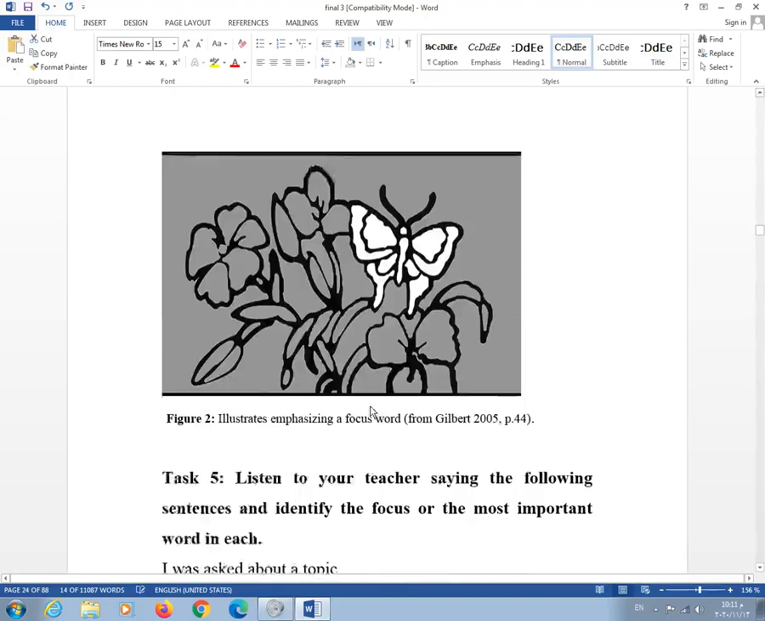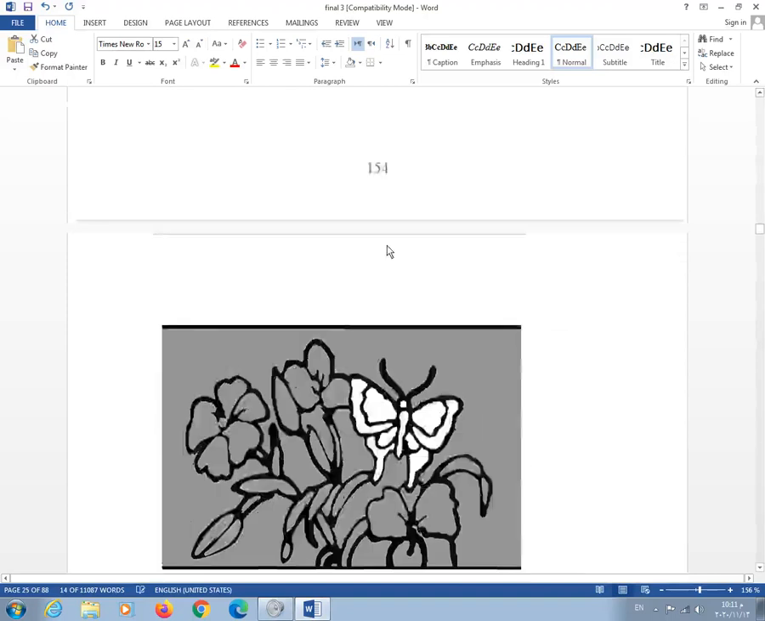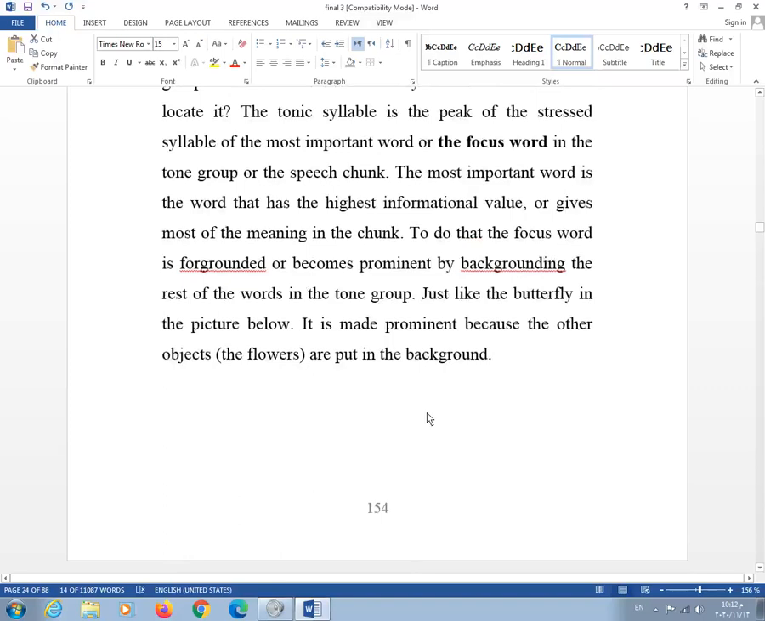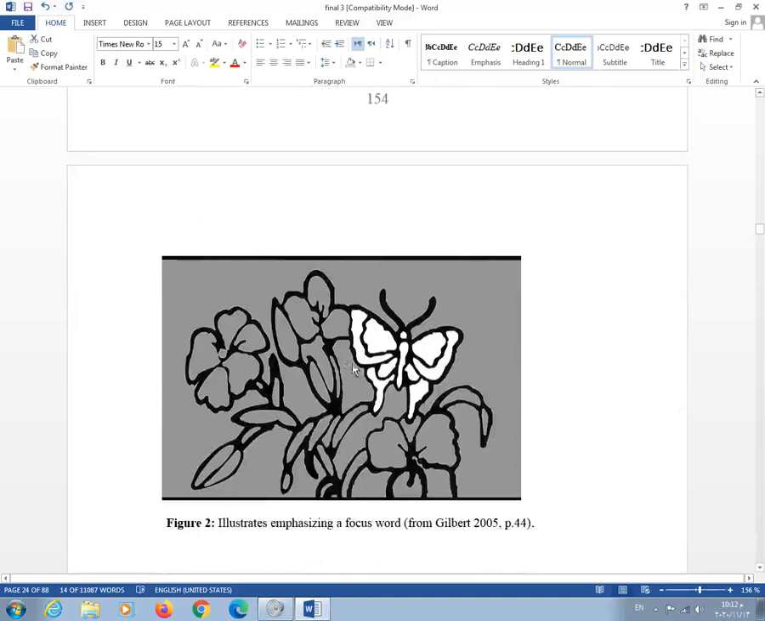Here is this picture, and as you see, the butterfly is made permanent and foregrounded, and the rest of the flowers are in the background. This, as we said before, reminds us of how words behave in a tone group. We have only one word, which is a focus word. Here it resembles this butterfly. It's put in the foreground, and the rest of the words are put in the background. They are not as important as the focus word, or the butterfly here.